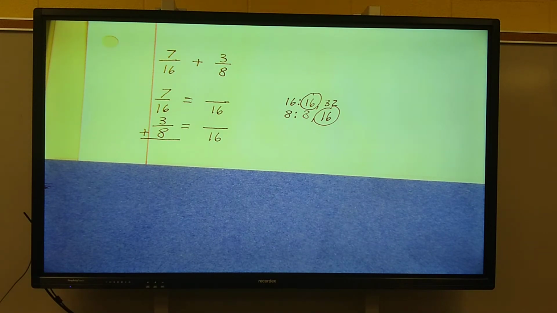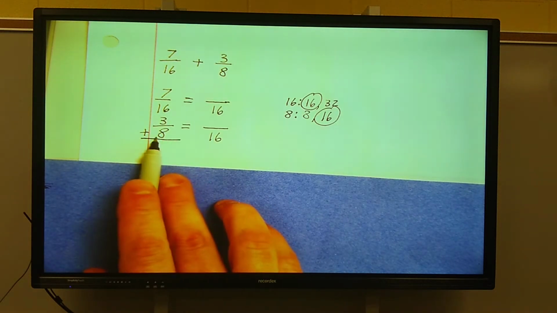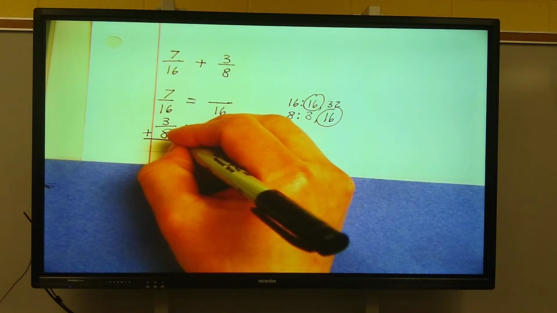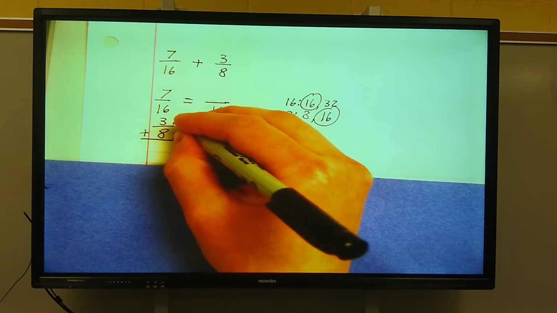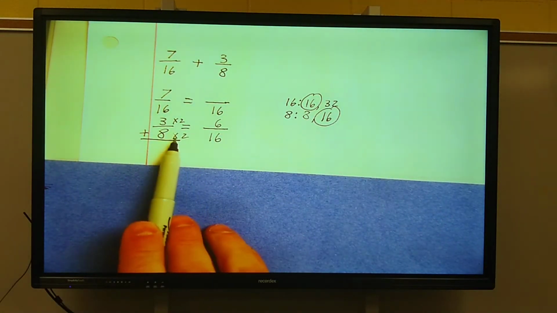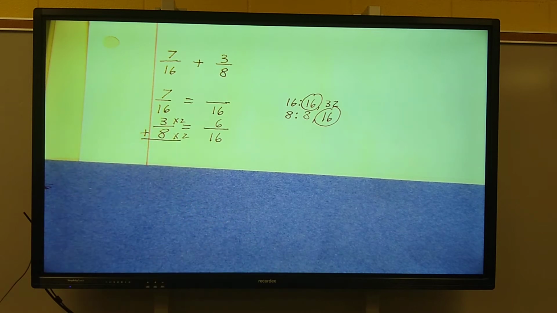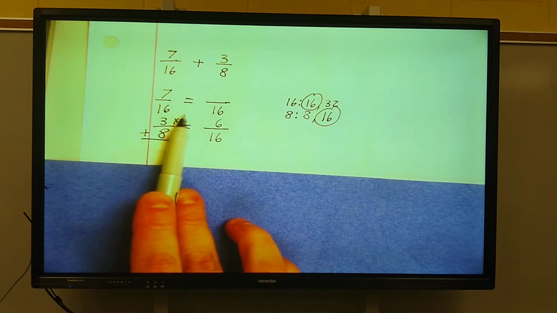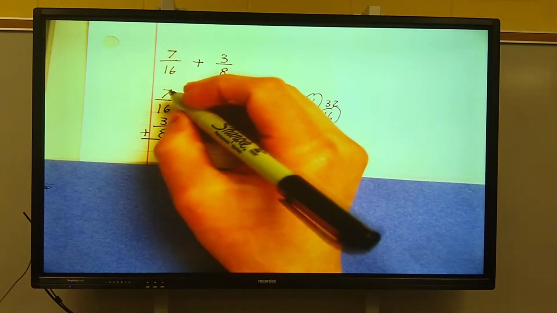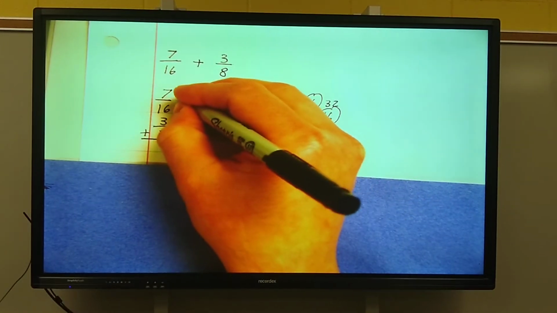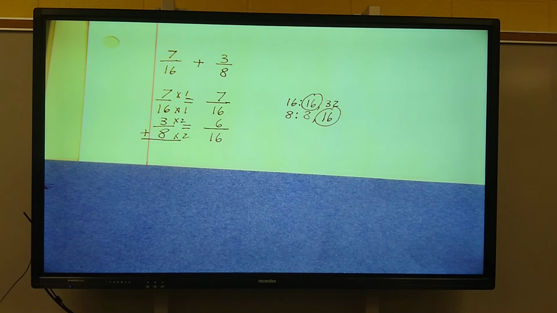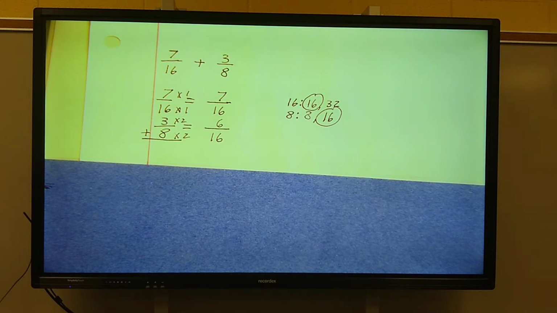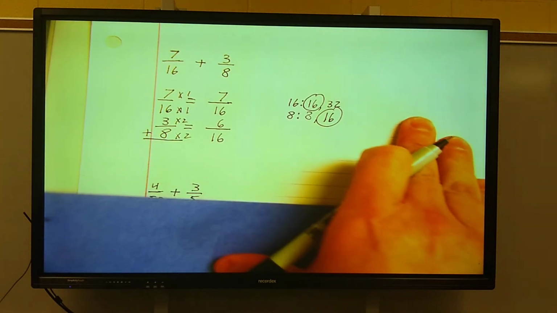All right, now I must find my new numerators, and I do that with multiplication. What times 8 equals 16? 8 times 2. So 3 times 2 is 6. Whatever you do on the bottom, you do on the top. Whatever you do to the denominator, you do to the numerator. 16 times what equals 16? 16 times 1. So 7 times 1 is 7. So 7/16 plus 6/16 is my new problem.